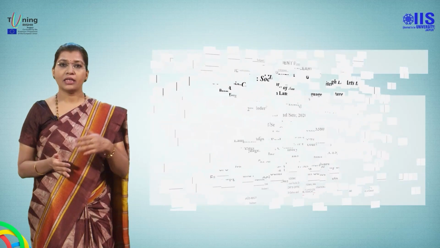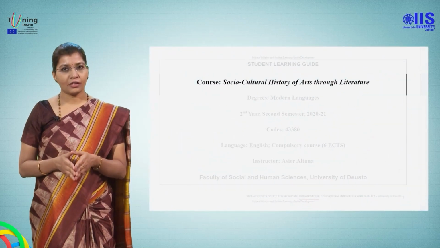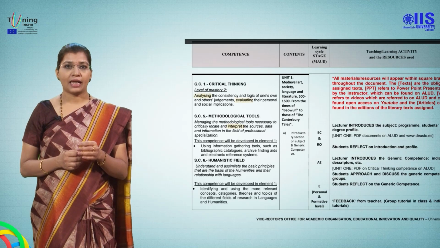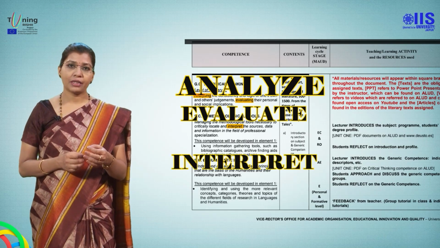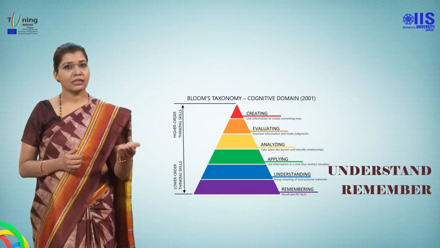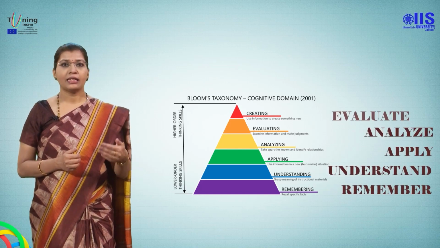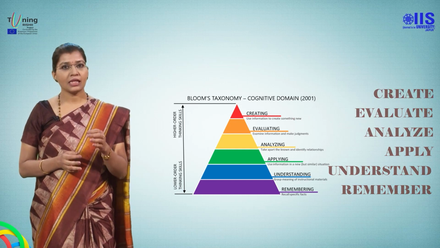Welcome back, learners. As we discussed in the previous video, it is vital to link learning outcomes with appropriate assessment techniques. We can see here in the course Socio-Cultural History of Arts through Literature, the action verbs like analyze, evaluate, interpret are used. These action verbs define the different cognitive levels of learning like remember, understand, apply, analyze, evaluate and create. These are used to assess and evaluate the attainment of learning outcomes.